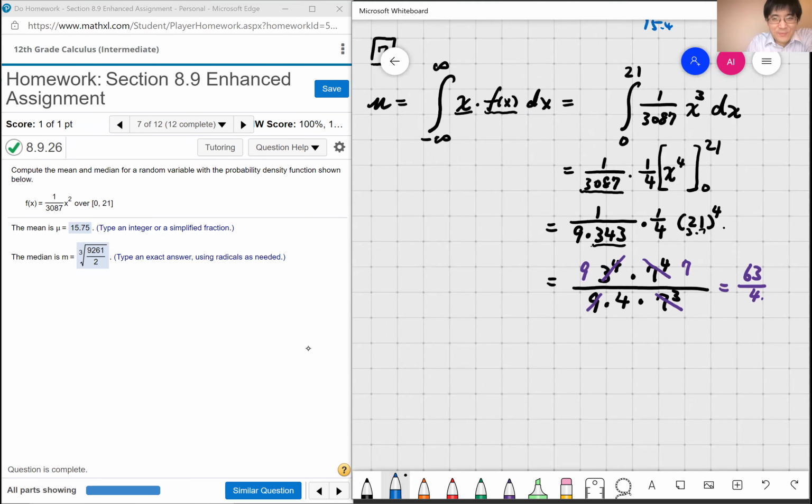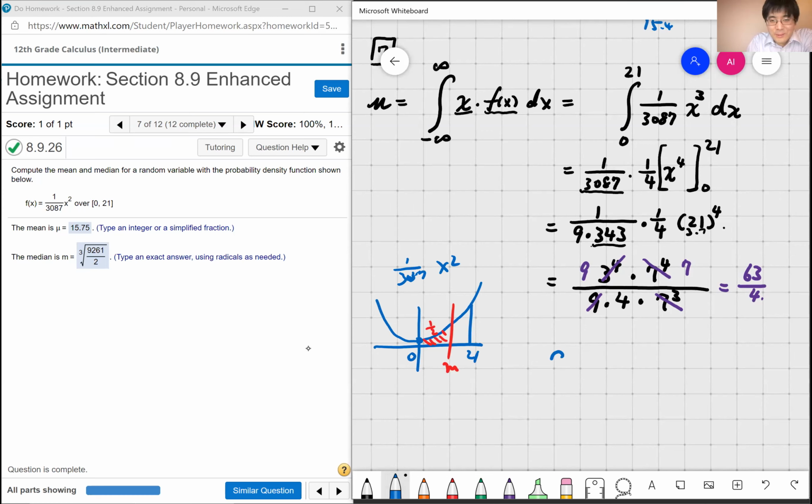Now, median. So now this one is basically a parabola. This is just a coefficient, right? And this is just a parabola. So we have some kind of parabola, and we are only looking at 0 through 21. And we need to find the place m that separates the area into 0.5 and 0.5, okay?